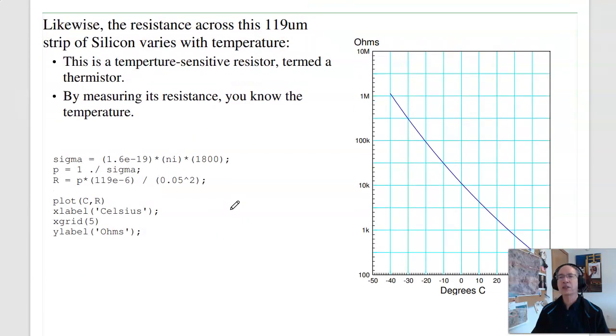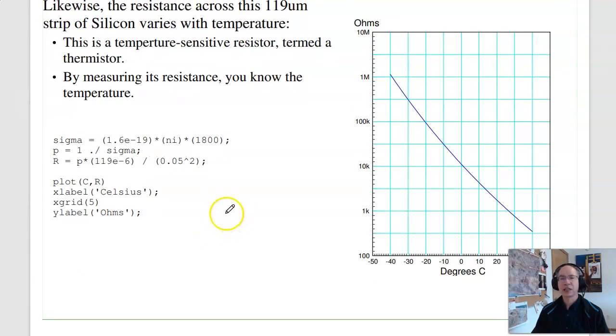That also works for light sensors. If I have a light sensor, what happens is a photon will kick the electron out of the covalent bond. When I do that, I get an electron and a hole. The more photons, the more charge carriers, the less the resistance. And again, that's what we saw with the CDS light sensor. More light means less resistance.